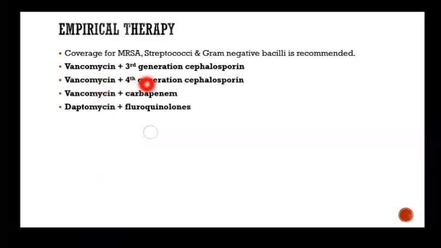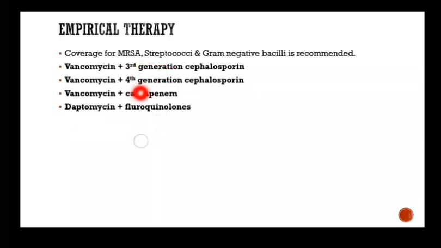While choosing vancomycin plus third generation cephalosporin, ceftriaxone is a third generation cephalosporin which covers gram negatives and streptococci, but it won't cover Pseudomonas. Ceftazidime covers Pseudomonas. So if a patient has a risk of Pseudomonas, we should choose ceftazidime along with vancomycin. If a patient does not have a risk of Pseudomonas, we should choose ceftriaxone plus vancomycin.